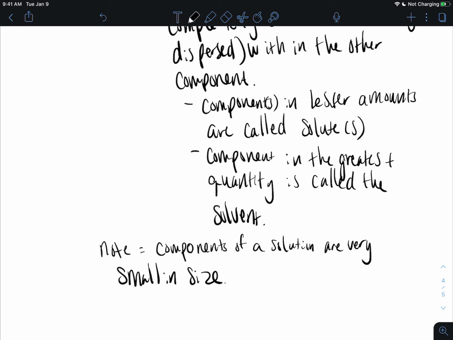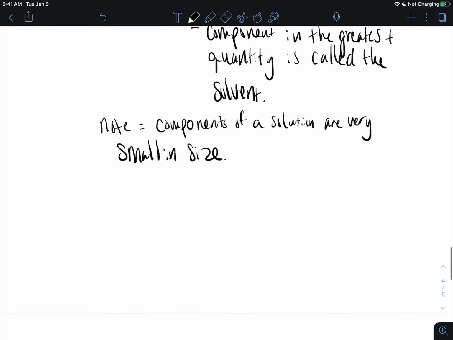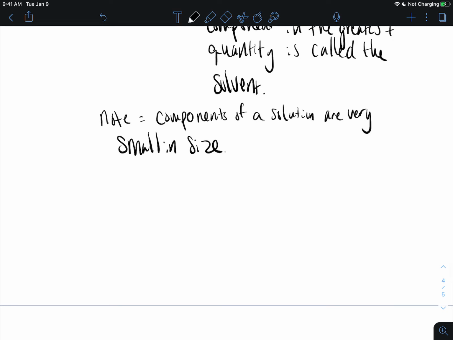And that wraps up our talk about matter classification. Hopefully, at the end of this, you understand the differences between our different types of matter and between compounds and molecules.